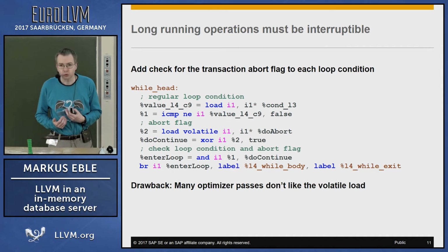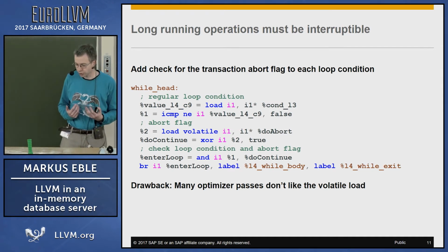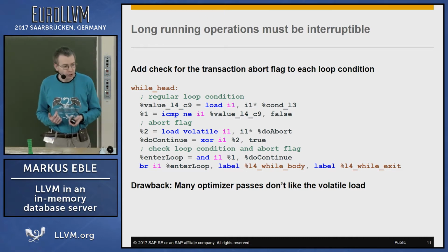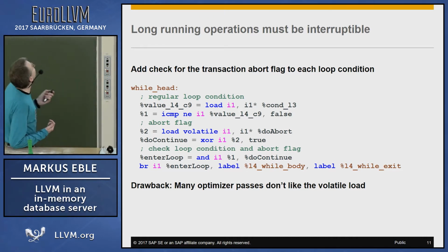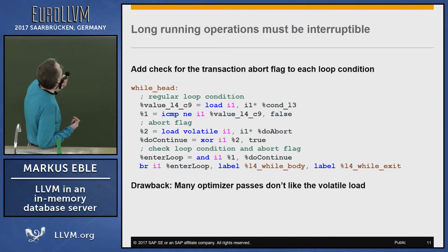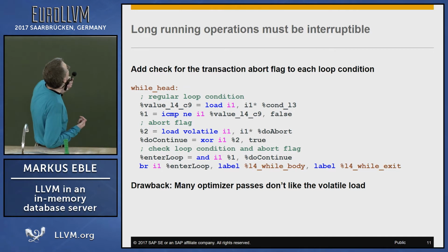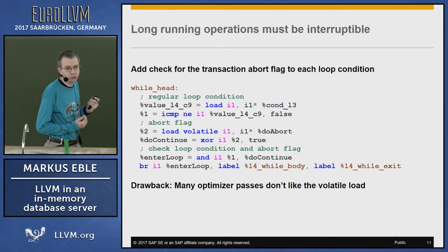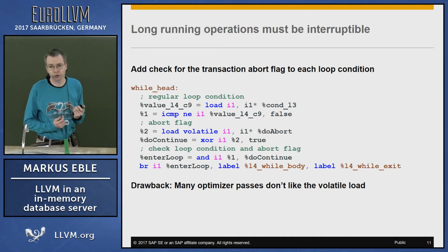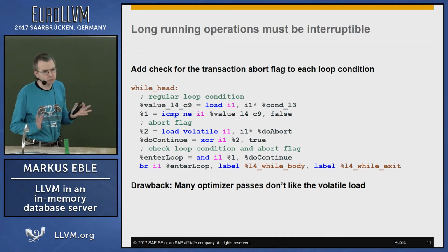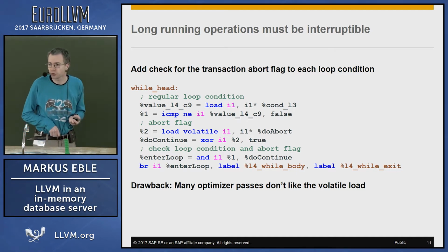First, how to interrupt long-running or endless operations. The basic idea is rather simple. Besides the normal loop condition, we have an additional flag which contains a pointer to a memory location where the transaction abort flag is stored. And whenever we have a loop condition, we check not only the loop condition, but we also check if the abort of the transaction has been reached. This is rather fast. It's about 0.3 to 0.5 nanoseconds per loop iteration. So for us, it does not really hurt.